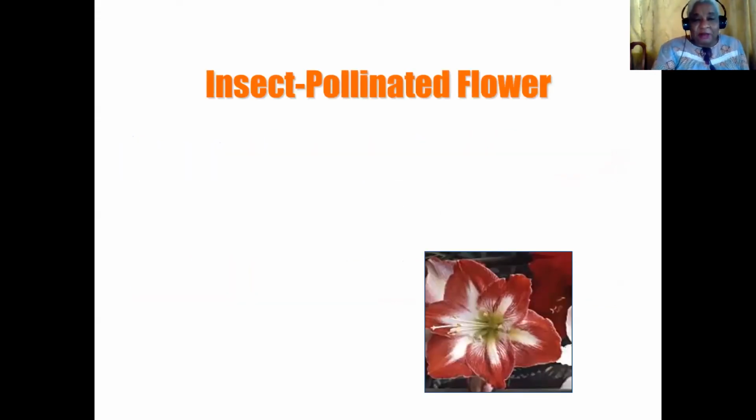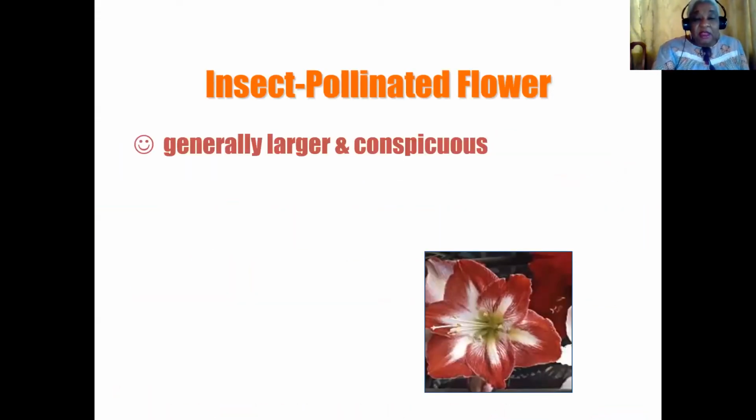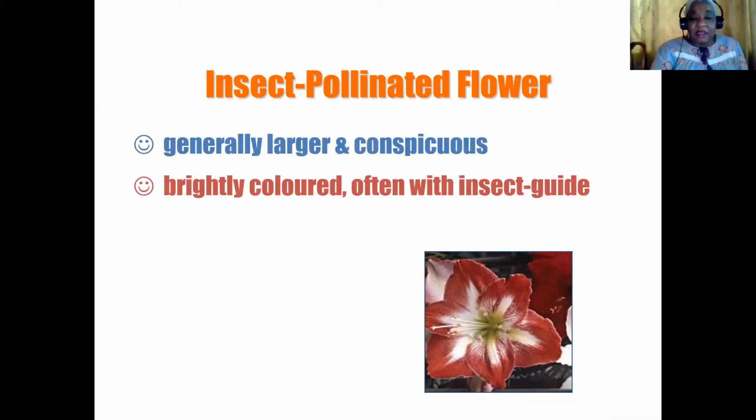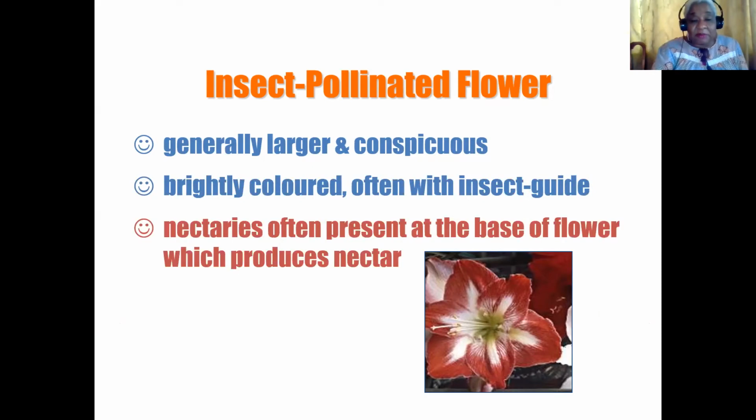Insect-pollinated flowers are generally larger and conspicuous. Conspicuous means nice, bright, and showy. You know, when you put on your best clothes and you just have all your bling on, you are conspicuous. They are brightly coloured, often with an insect guide. That is, they have one petal that may be different from the others and have things that you can think of as runway marks running along it.